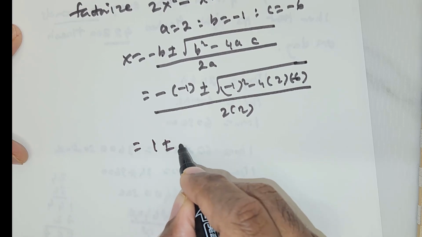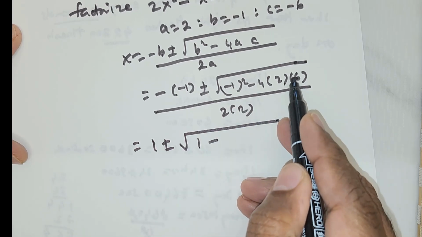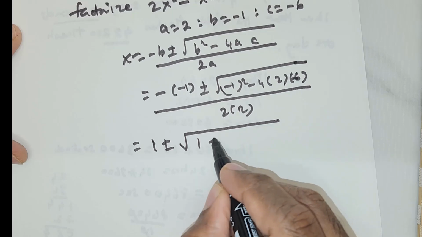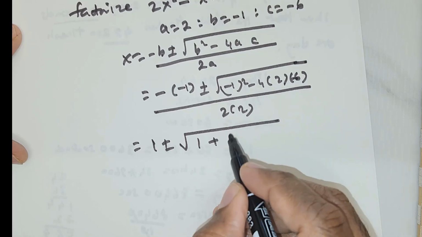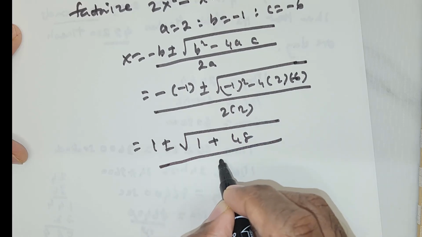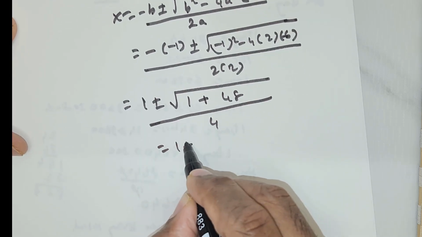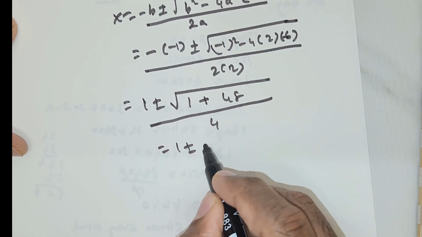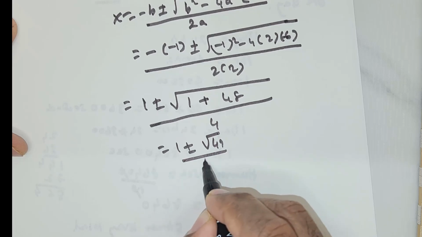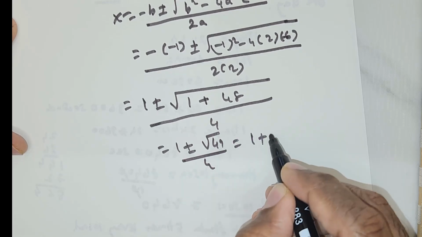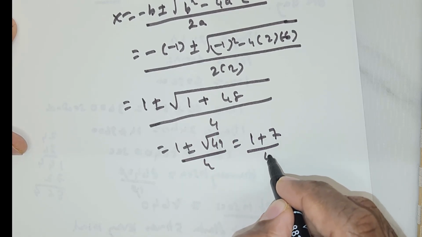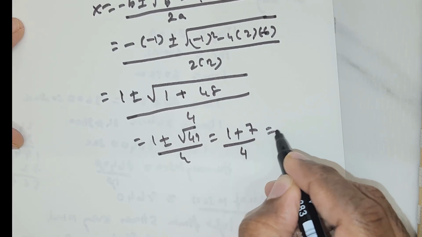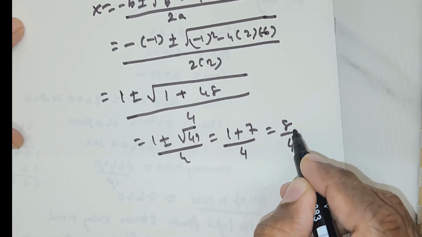This is 1 plus or minus the square root of 1, negative negative positive, 4 times 2 is 8, 8 times 6 is 48, divided by 2 times 2 which is 4. 1 plus or minus the square root of 1 added with 48 will give me 49, divided by 4. The square root of 49 is 7. So you have two roots. 1 plus 7 is equal to 8 over 4.